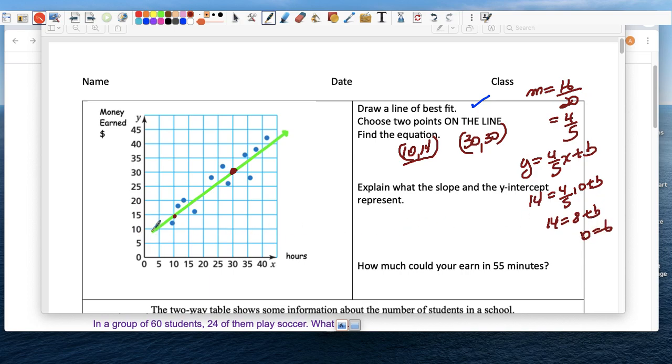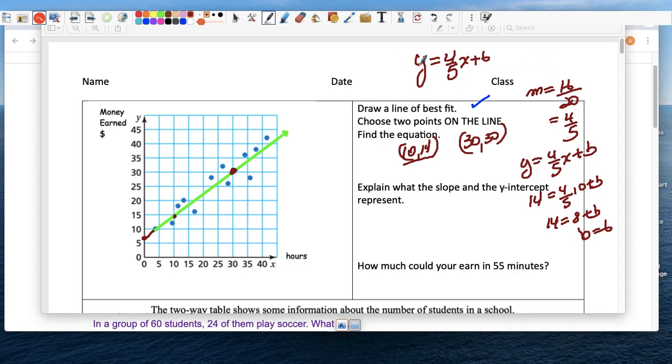And look, if I continue that line, does the y-intercept look like it's around 6? It is. So I'm very close. So y equals, final equation, 4/5 x plus 6. That's what my answer would be.